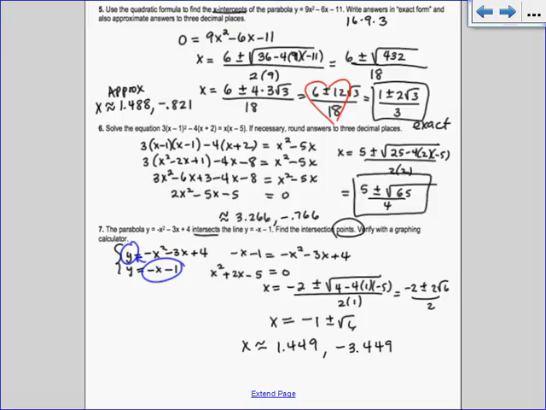So the y value that goes with this first one is negative 2.449. And for the other one, you get negative 3.449 is the x value, and the y value is 2.449. Okay, so those are our two solutions.